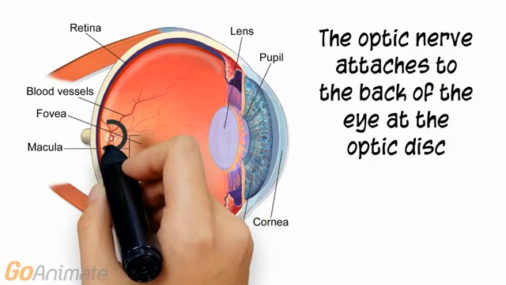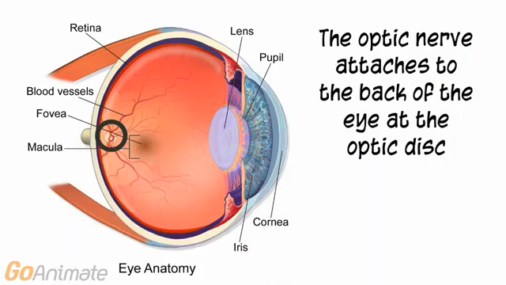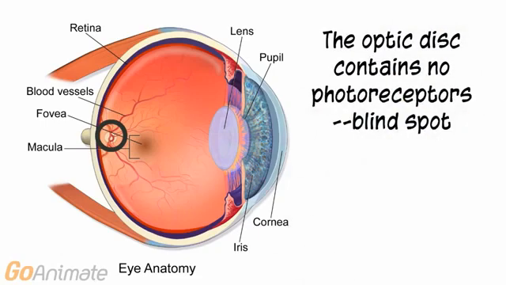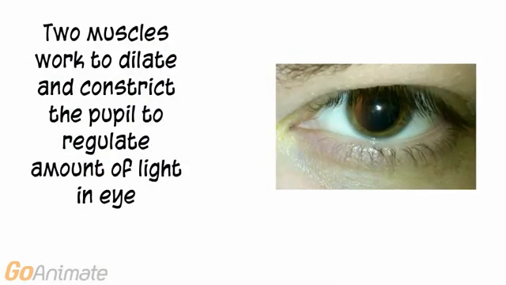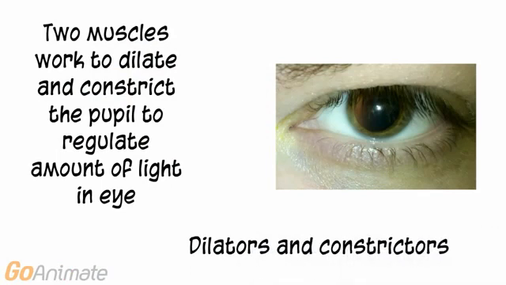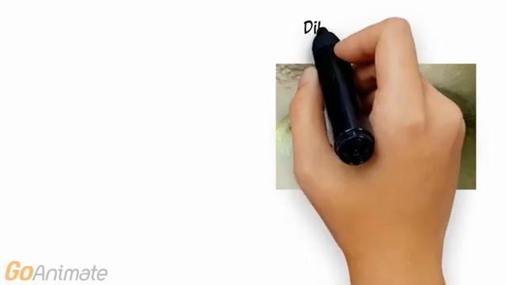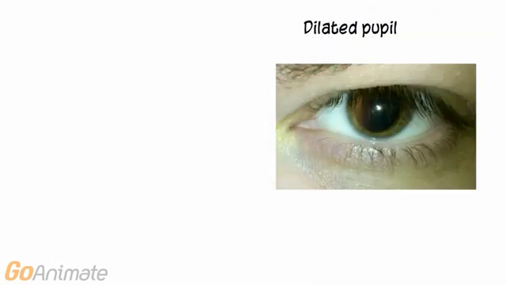The optic nerve, cranial nerve 2, attaches at the back of the eye at an area called the optic disc. The optic disc contains no photoreceptors, so it produces a blind spot. 2 muscles work to dilate and constrict the pupil. These are called dilators and constrictors, and respond to light intensity and autonomic nervous system stimulation.